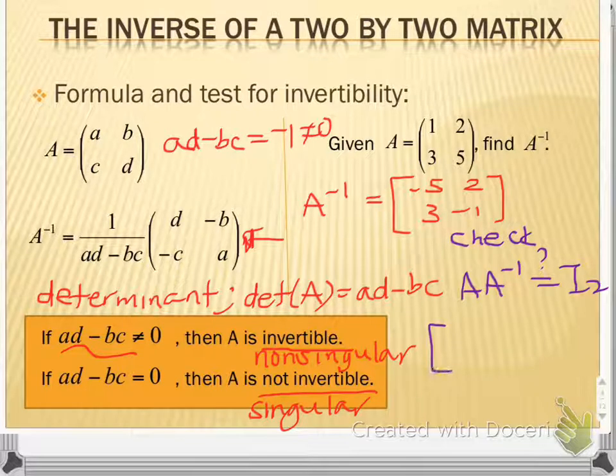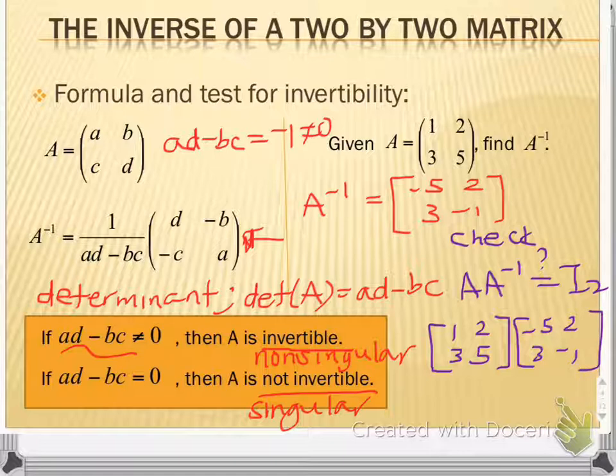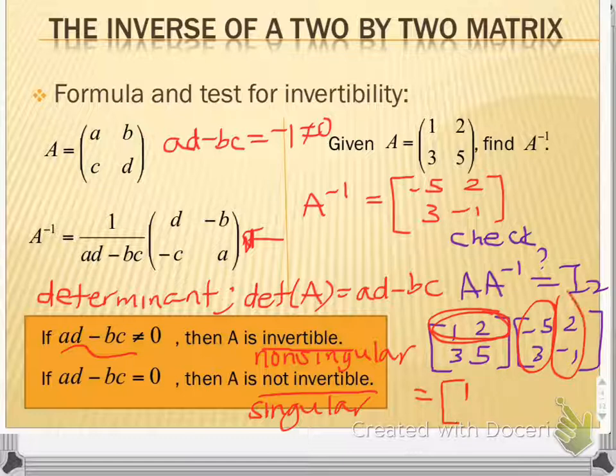And so let's see, we have A, which is 1, 3, 2, 5 times A inverse, -5, 3, 2, -1. Since these are both 2 by 2 matrices, we're going to end up with a 2 by 2 matrix. If we take this first row times this first column, that's -5 plus 6, so that's 1. Then this row times this column, that's 1 minus 2, which is 0. Then this row times this first column, that's -15 plus 15, 0. And then this row times this column, which gives us 6 minus 5, which is 1. So it equals the identity matrix.